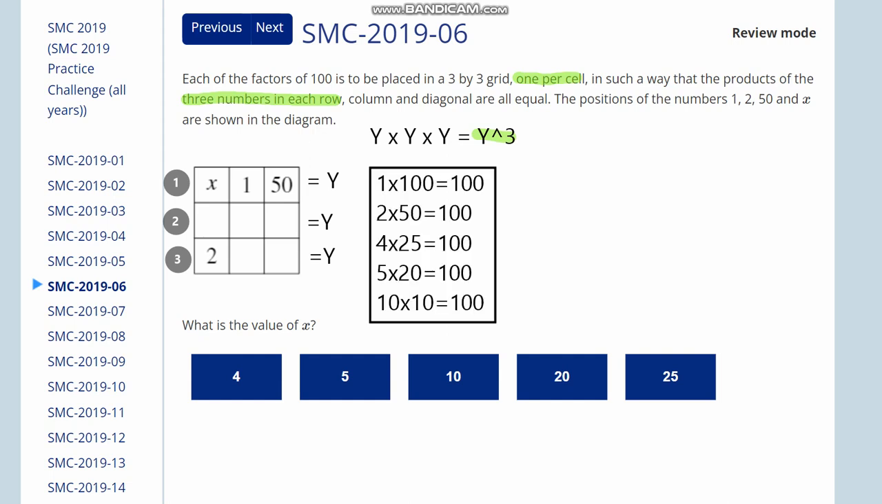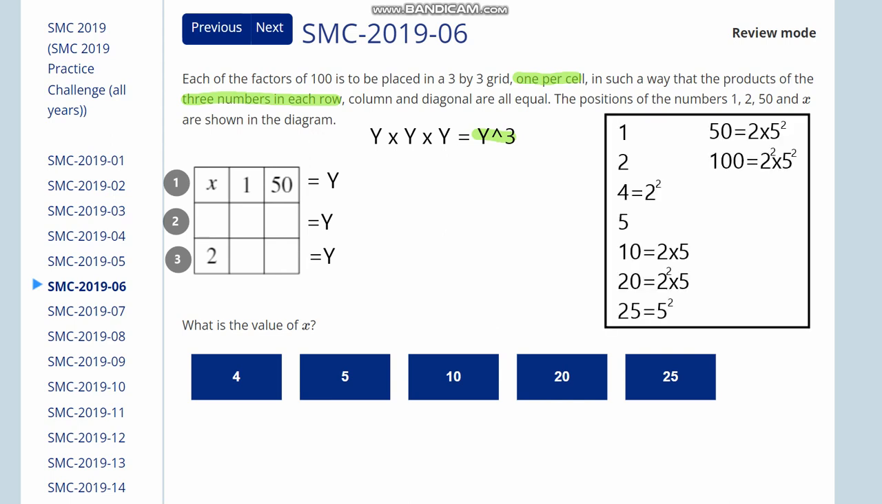These are all the integers that multiply by each other to give us 100. Therefore, our factors are 1, 2, 4, 5, 10, 20, 25, 50, and 100. So in this box here, I've written down all 9 factors of 100, and I've also factorized each one of them. Factorizing is typically a very powerful technique to answer these types of questions, and within this question especially, it's going to be very helpful.